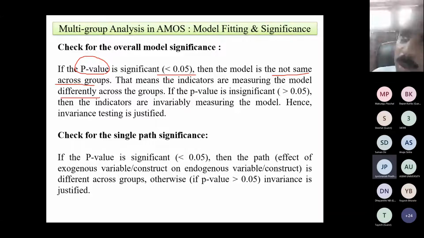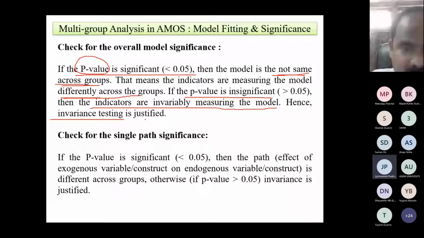Whenever we go to the macro Excel proposed by Gaskin, there is a different thumb rule. But the basic thumb rule is this. If the p-value is less than 0.05, then it is not the same across the groups. That means indicators are measuring the model differently across the groups. If the p-value is insignificant, that means more than 0.05, then the indicators are invariably measuring the model. Hence, invariance testing is justified. I have written this in my own language, do not worry.